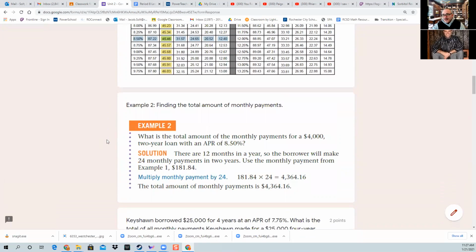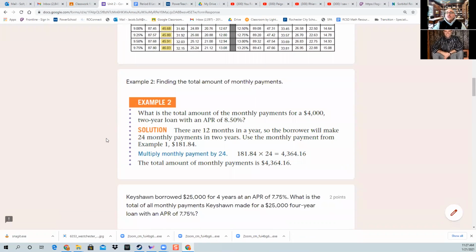And today, we're not finding out the monthly payment, we're finding out the total amount of payments, to calculate the total amount that someone would spend on a loan in terms of their monthly payments. So in example 2, this is an example that shows you not only the problem, but a solution, right? So if you saw a question like this: what is the total amount of the monthly payments for a $4,000 2-year loan with an APR of 8.5%? Remember, APR stands for annualized percentage rate.